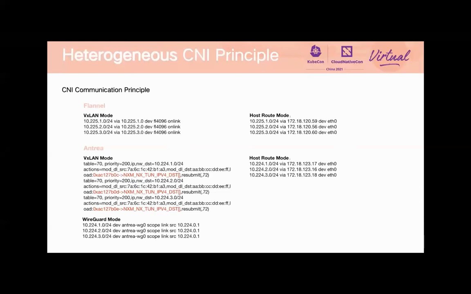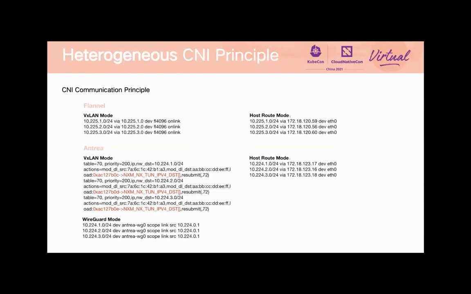Point two. Next, look at the tunnel mode. Flannel uses the host route to forward the packet to the VTEP device, and then the VTEP device sends the packet to the destination port. But Antrea is different. Antrea will determine the direction of the target port in the flow table, set the peer IP of the tunnel, and send the packet from the VTEP in the flow table.